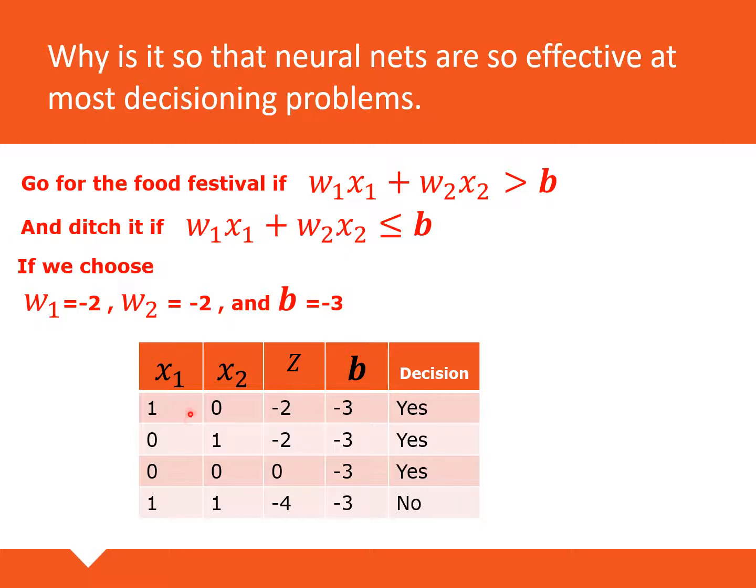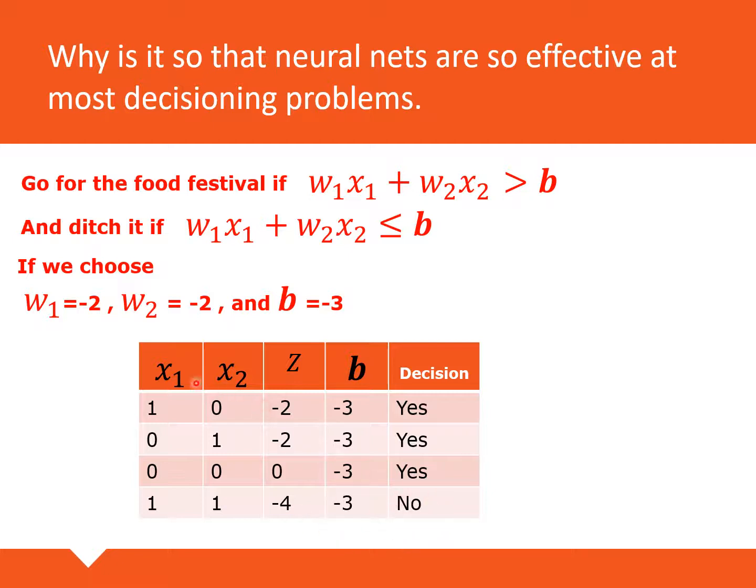So we see that in the first case, when x1 is 1 and x2 is 0, Z definitely exceeds B, so our decision is yes. And so is the case for x1 equal to 0, x2 equal to 1, and also when x1 and x2 both are 0. However, when both the conditions x1 and x2 are 1, then Z takes a value -4, which falls short of the threshold -3, and hence the decision is no.